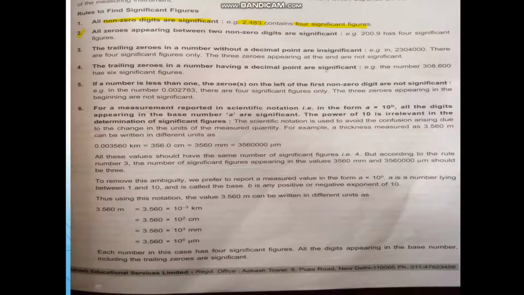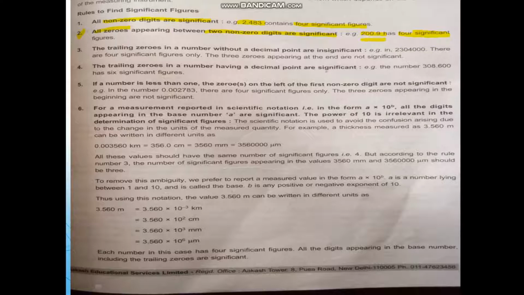What is the second rule? Let us see. All the zeros appearing between two non-zero digits are significant. For example, if you see this number, there are two zeros between two non-zero digits. So these two zeros are significant, and so this number has four significant figures.